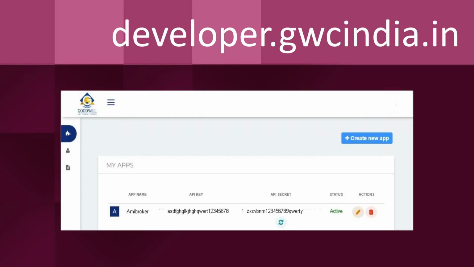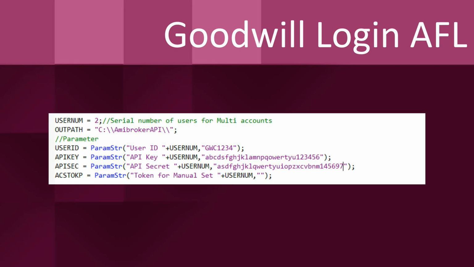Copy the API key and secret key and save them, as you will need to add them in the AFL. Download the AFL file from my blog and place it in the Amibroker custom folder. Open the AFL file in the AFL editor. You can set your credentials as default parameters within the AFL.